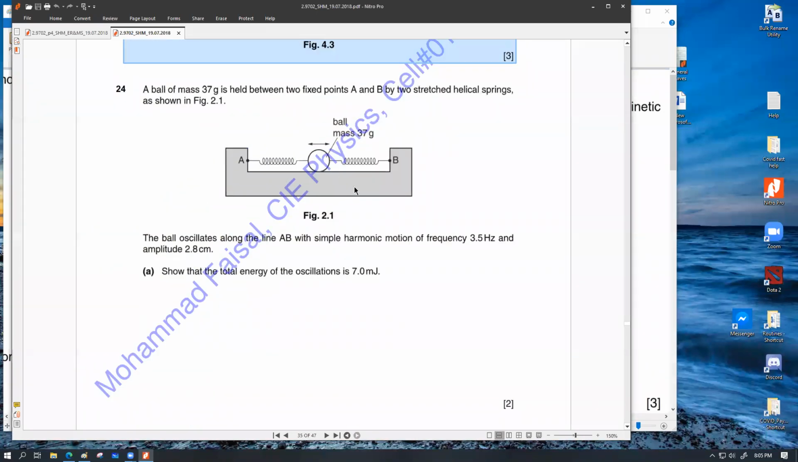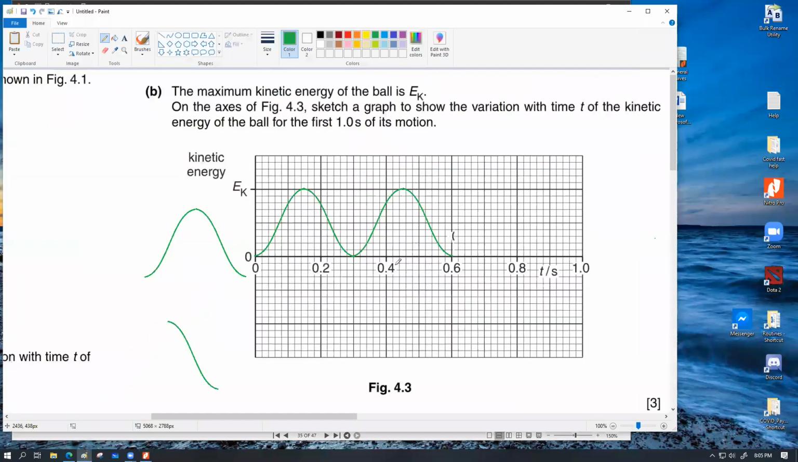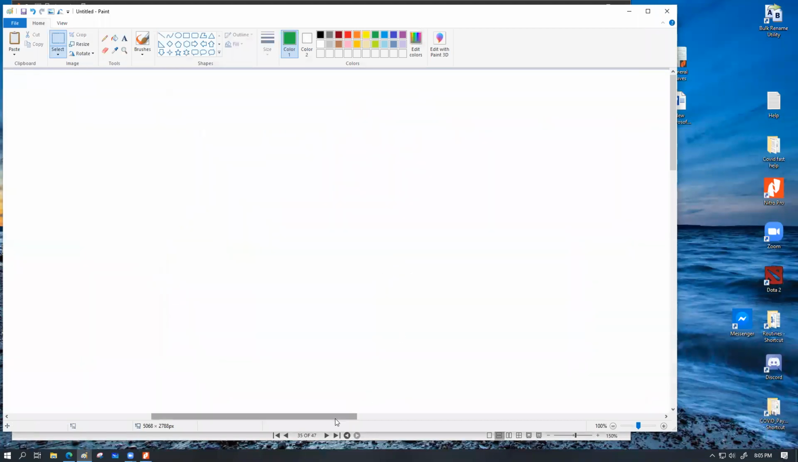This question is talking about a ball that is moving back and forth. The mass of the ball is 37 gram. Amplitude is 2.8 centimeter and the frequency is 3.5 hertz. It says the total energy of the oscillation is 7 millijoule. That's pretty simple to do, because to find the total energy, we find the maximum kinetic energy, which can also be expressed as half m omega squared a squared.